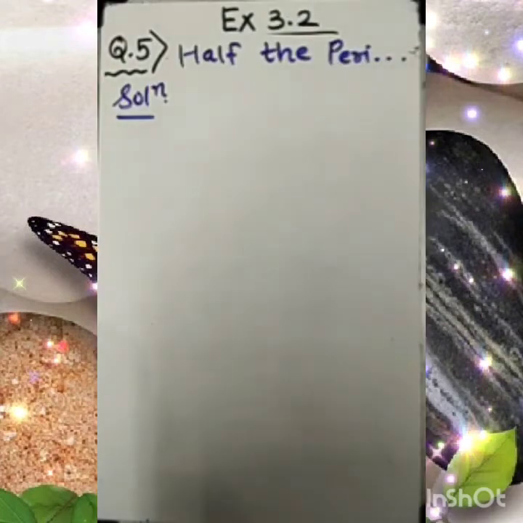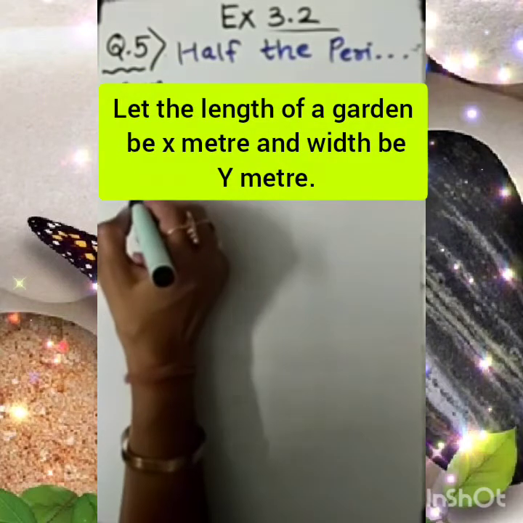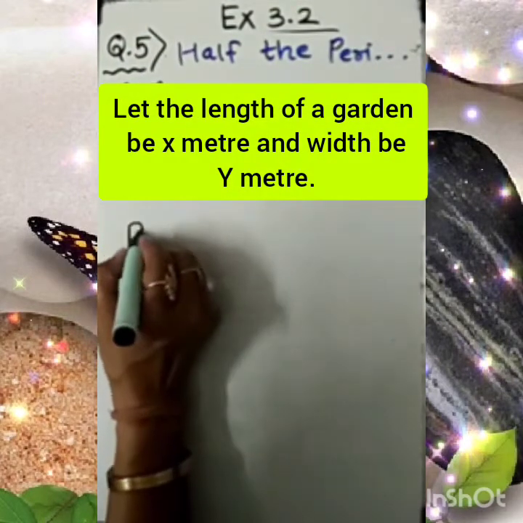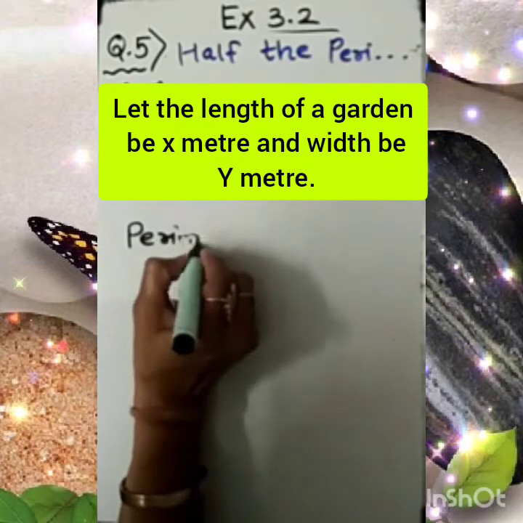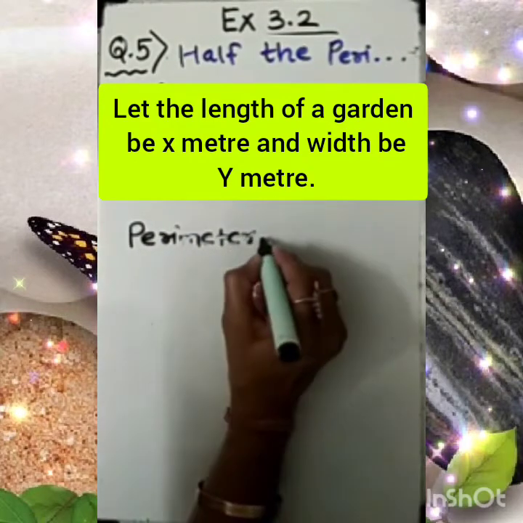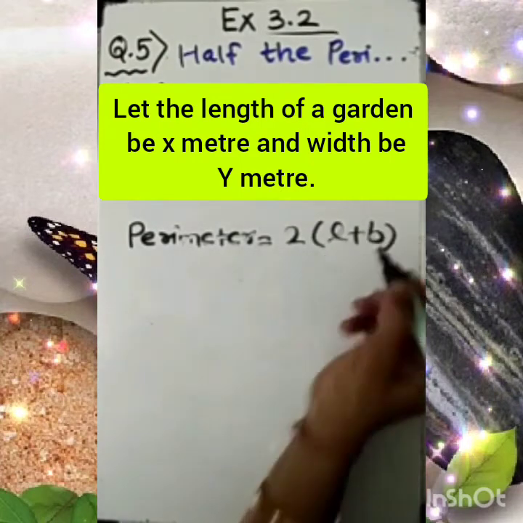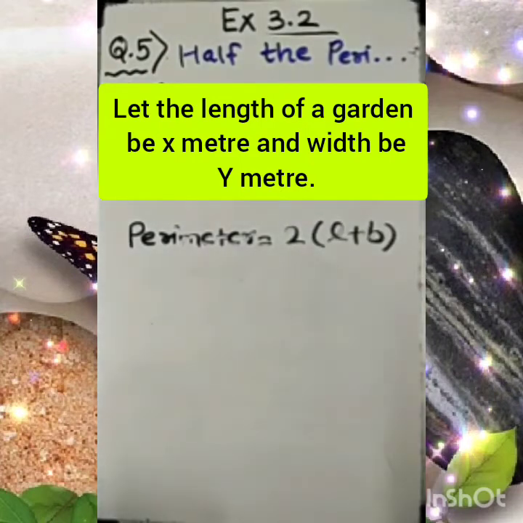Perimeter, which is equal to 2 into length plus breadth. This we know. Perimeter is equal to 2 into length plus breadth, right?